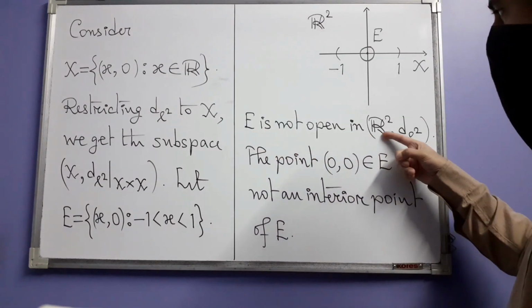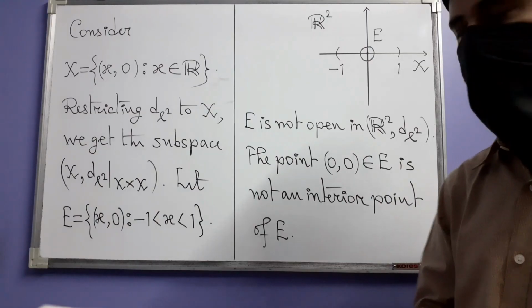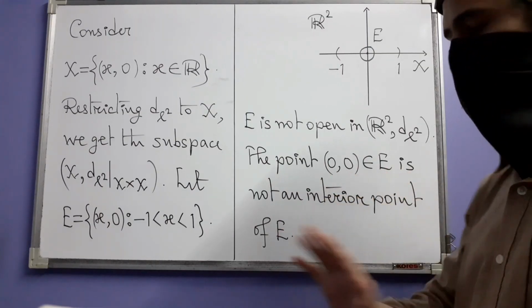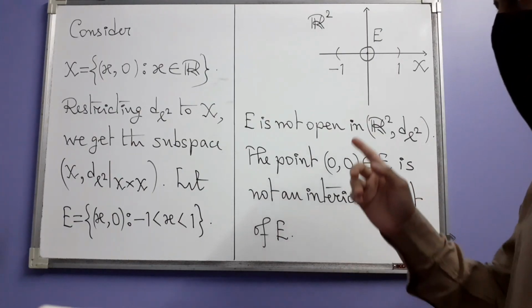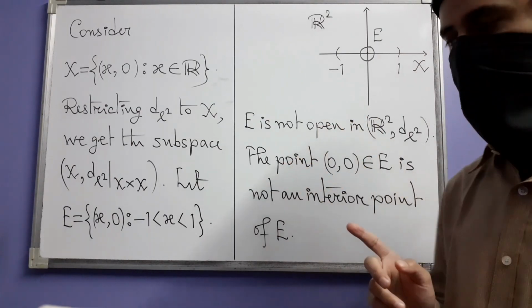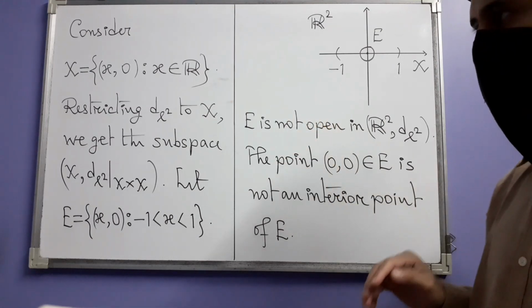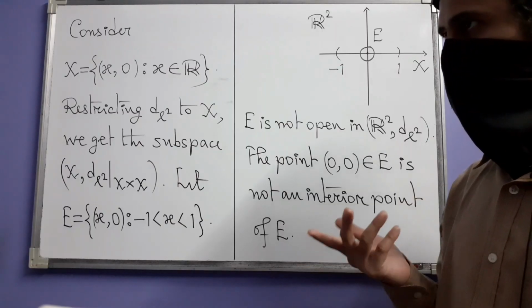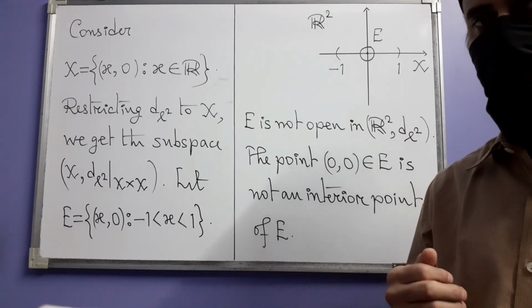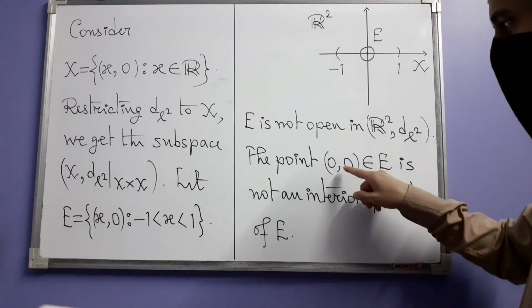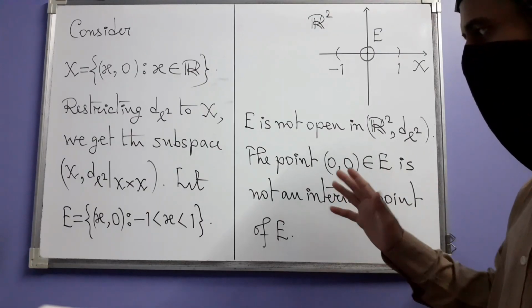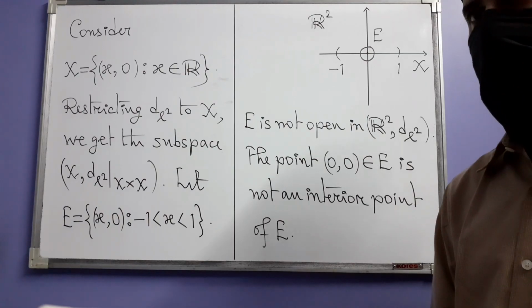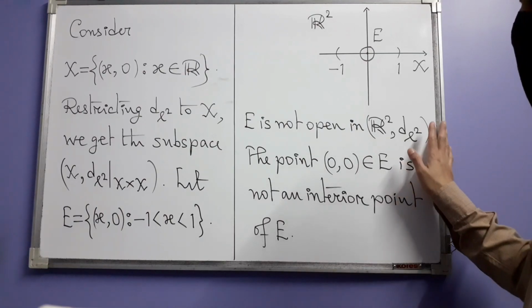E is not open in R2 with DL2. And the reason is that the point (0, 0), which is in E, is not an interior point of E. By that result from the previous section, we know that a subset E of a metric space is open if and only if all of its points are interior points. Because this is not an interior point, E is not open in this metric space. Now we have the convenience in this case of actually drawing everything.